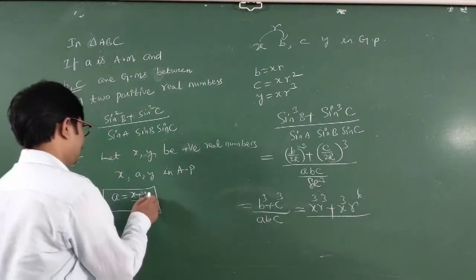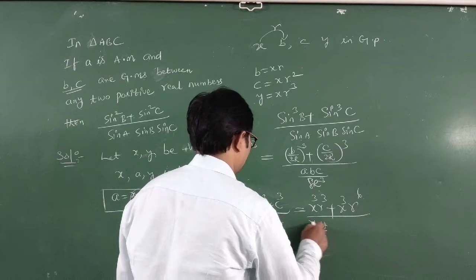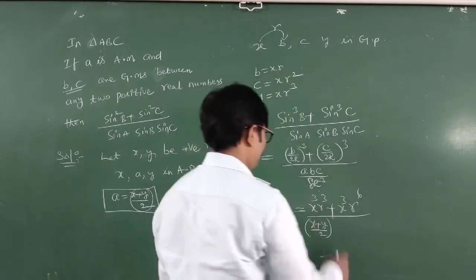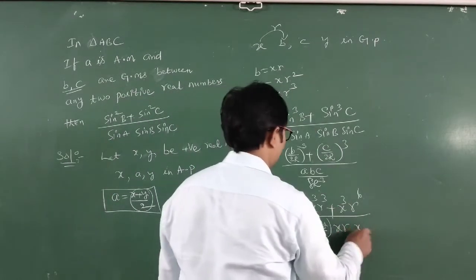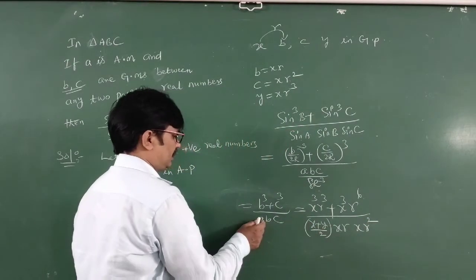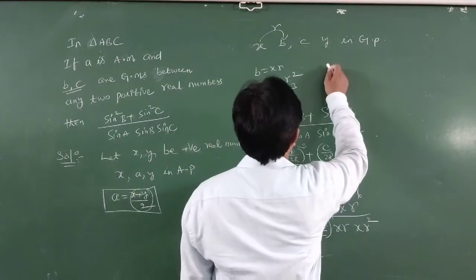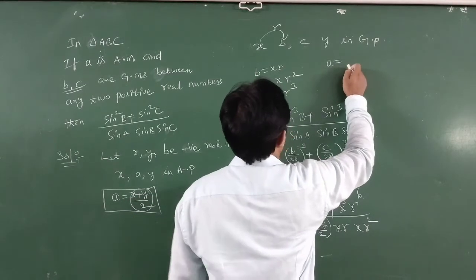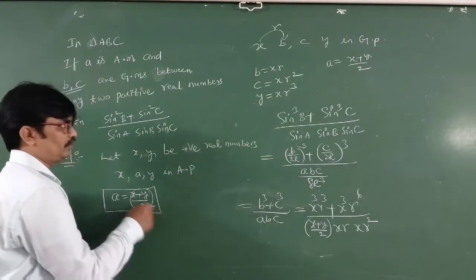What is the a, students? A is (x plus y) by 2. Dear students, the (x plus y) by 2. So what is the b? B can be xr. What is the c? X r square. Okay, students, first you can write a. So dear students, then also find the a. Just one minute, students. The a is x plus y by 2.